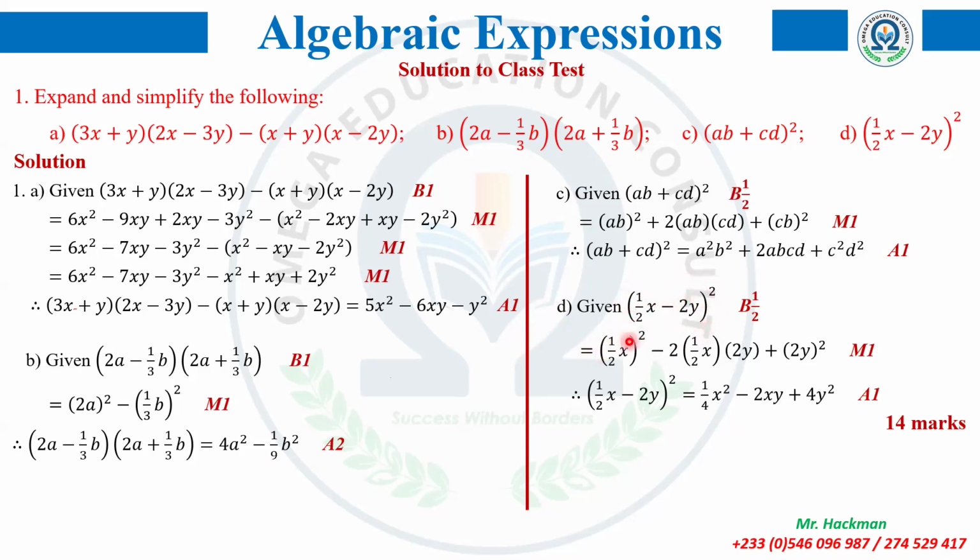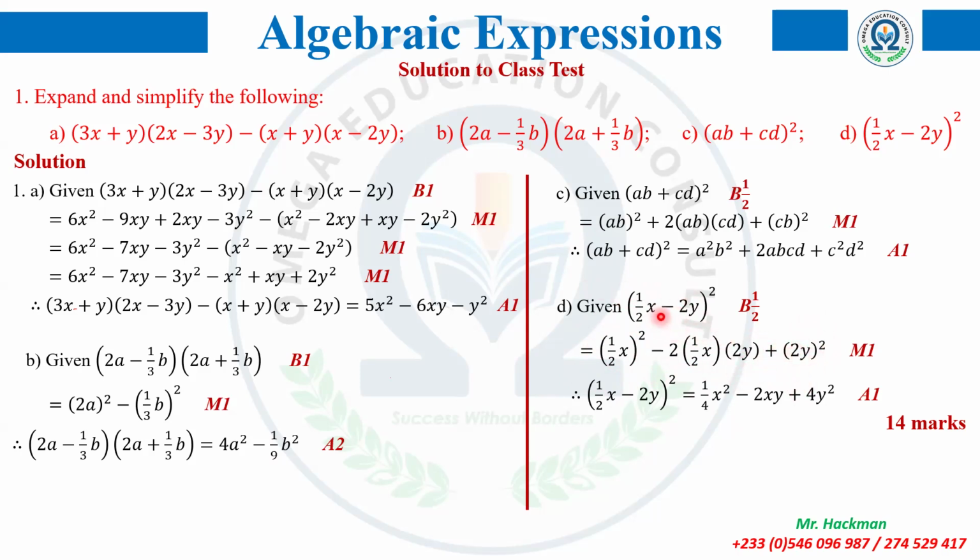Here we are supposed to put each of them in brackets when we are applying the identity. So this will give us what? Our first term squared, which is half x, squared. Failure to put it in brackets will be costly again. Then minus twice, because this is minus, your middle term will also be minus. So it will be minus twice the product of your first term here and your second term, then plus your second term squared.